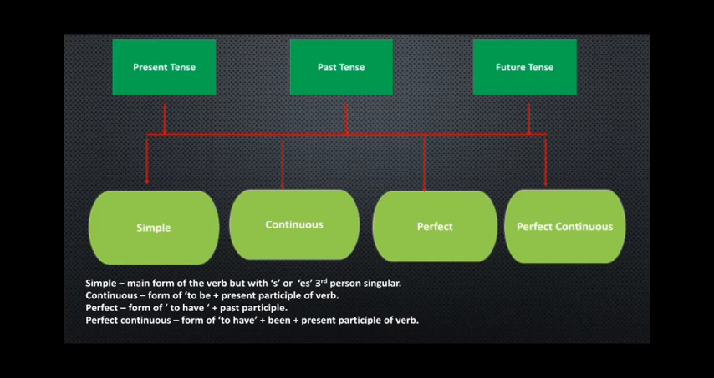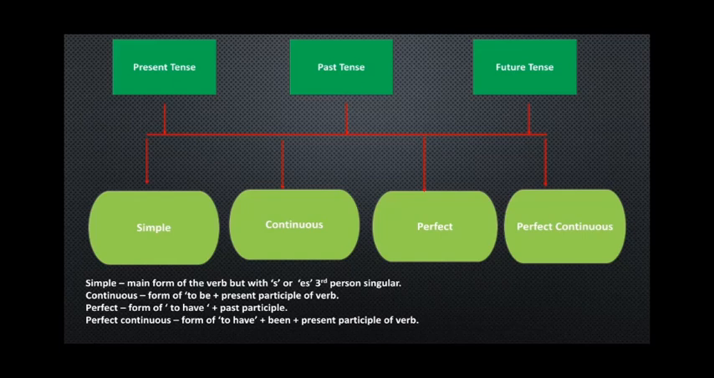While using or changing sentences into different tenses, we need to keep some points in mind. While converting into simple, we should use S or ES for the third person. While converting into continuous tense, the form used is to be plus the present participle of the verb. While converting into perfect tense, the form used is to have plus the past participle.